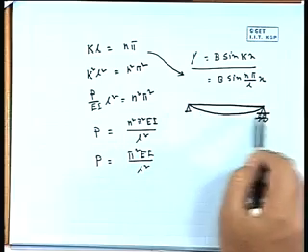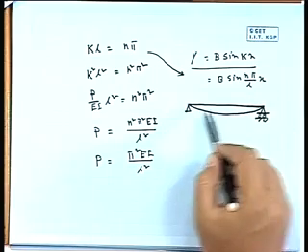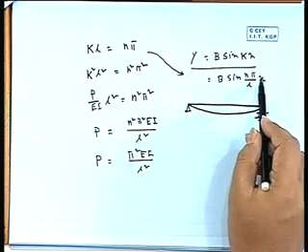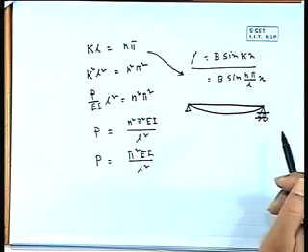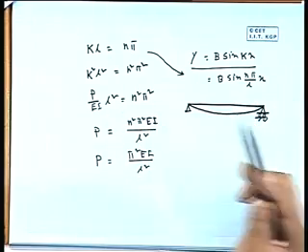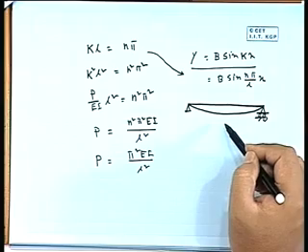So for pi x by L, the curve is like this. When x equal to 0, it is 0. When x equal to L, it will be pi. When sin pi means 0, and when it is midway, pi by 2, 90 degrees, it will be maximum, and the value will be P equal to pi square EI by L square.